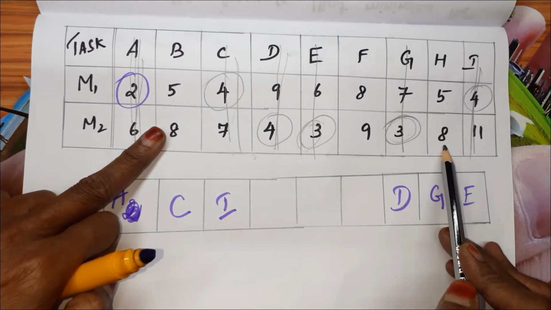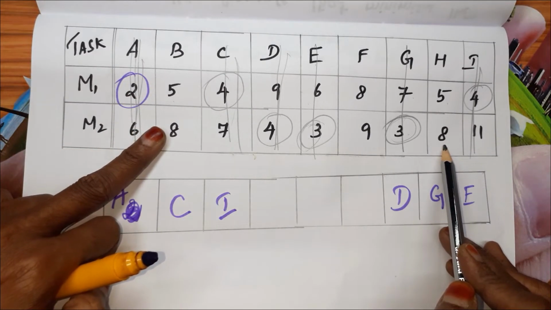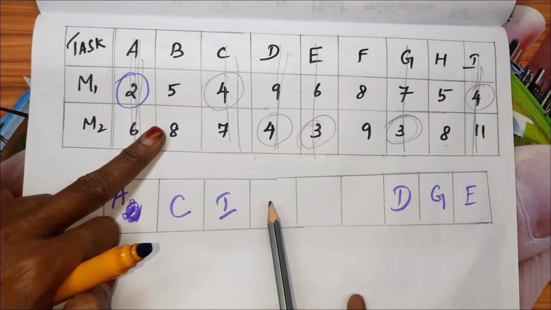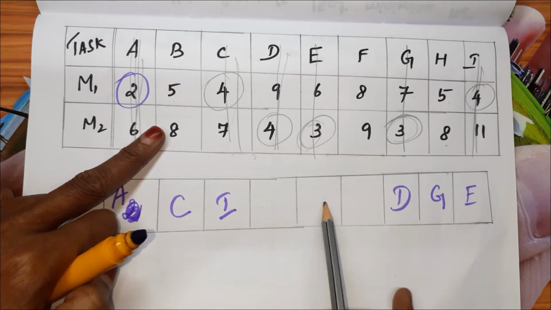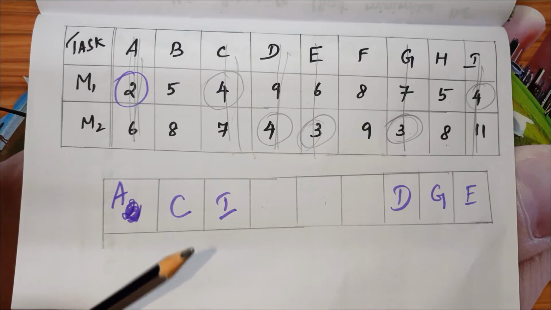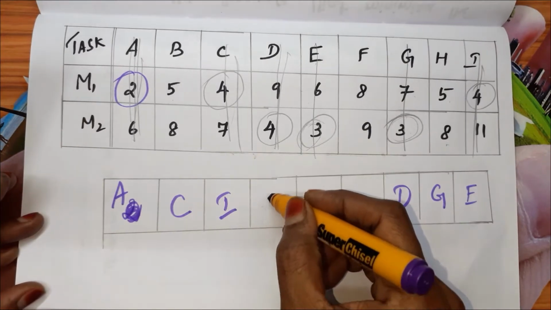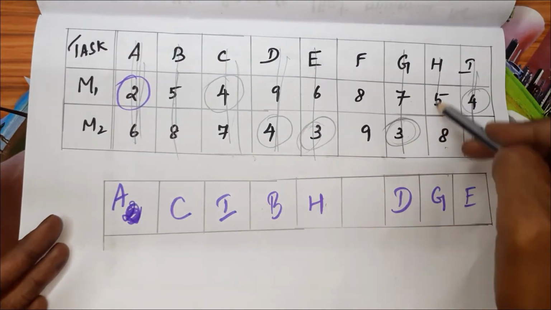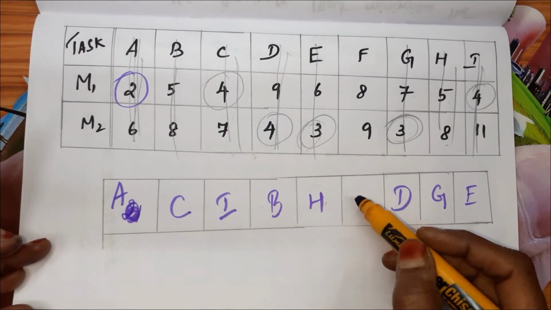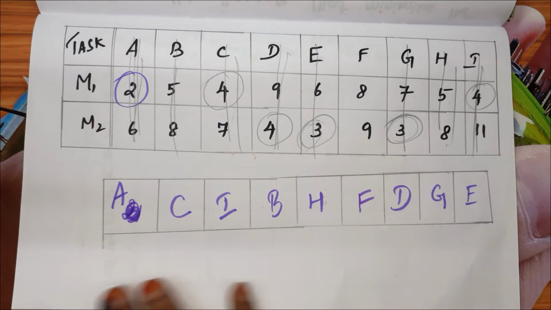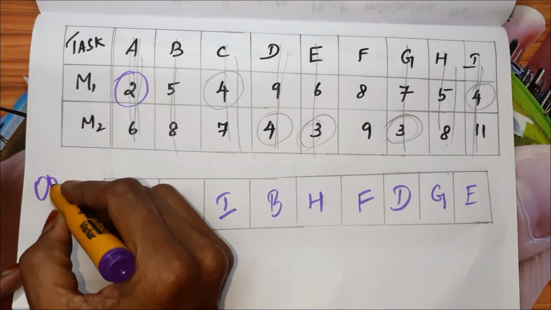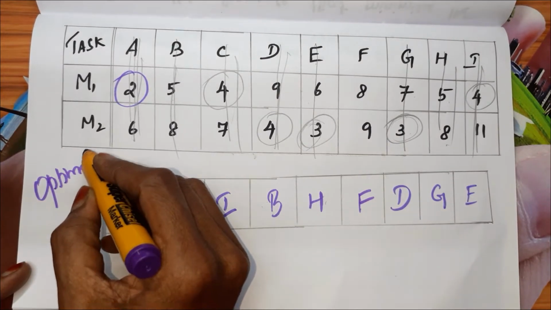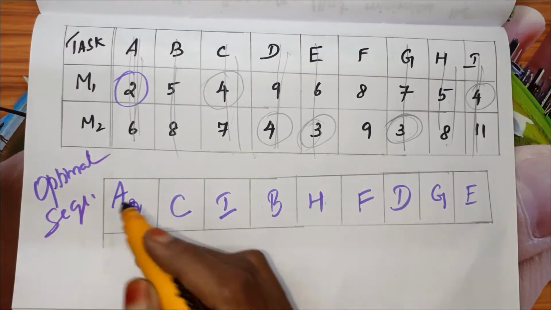So any one we can take as the first one and the next one. Either I can take B, H or HB. That is not a problem. I am going to take B first and H next. So B and H. The balance what I have is F. So this is the optimum sequence what we are getting.